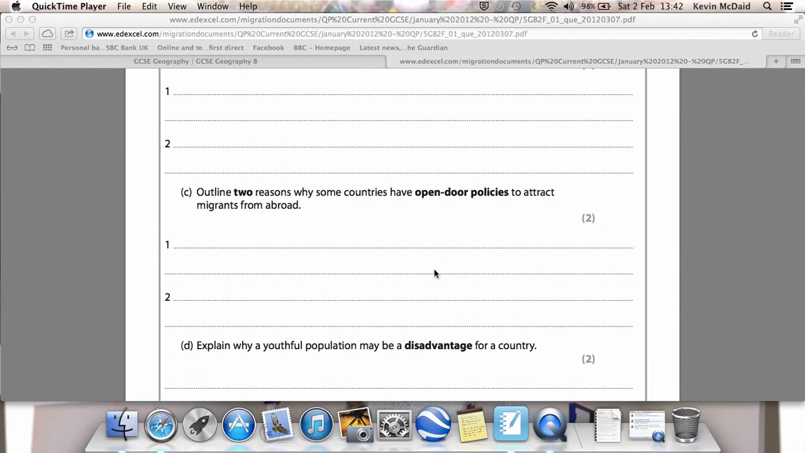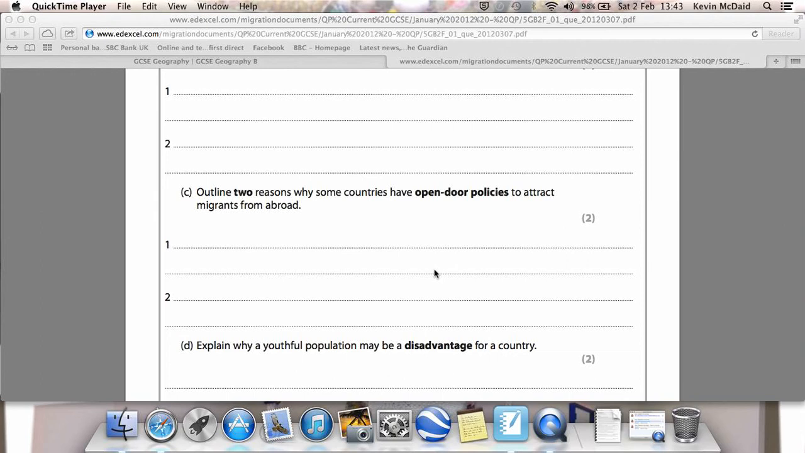Next question, again, 2 marks. 2 reasons why some countries have open door policies to attract migrants from abroad. Okay, again, 2 reasons, 2 marks. You don't have to go into too much depth because it doesn't give you the space to do that. An open door policy means basically just letting anyone in. The opposite there is, for instance, in Mexico and the USA. The USA puts a lot of rules and regulations on people who can and can't come into America. Open door policies are the exact opposite though.